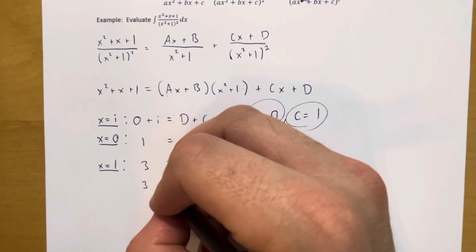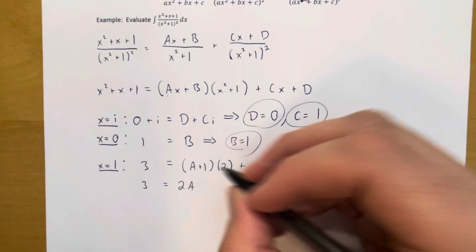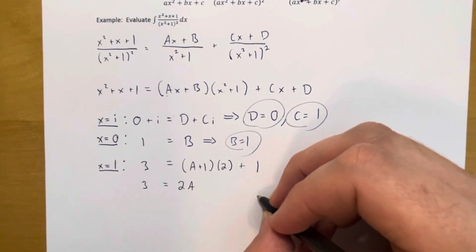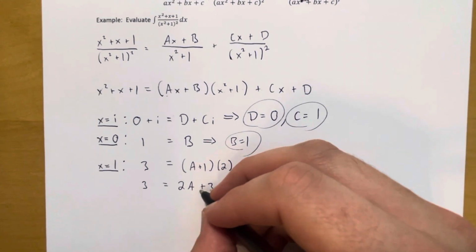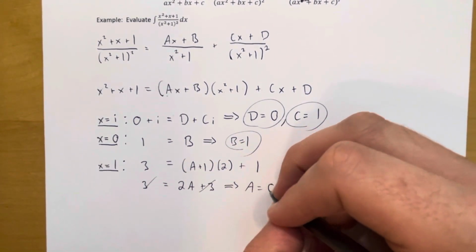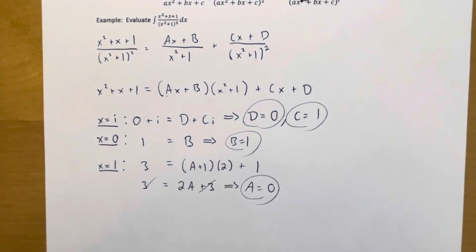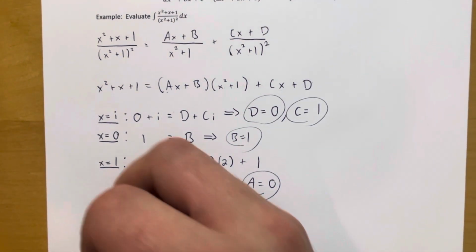So let's keep working at this. 3 is equal to what? 2a plus 2 plus 1, which is plus 3. These cancel out, and I get 2a equals 0, so that a is equal to 0. So that actually is pretty nice. With 2 of our unknowns equal to 0, that simplifies the rest of the work. I like that. So now what does our integral look like?